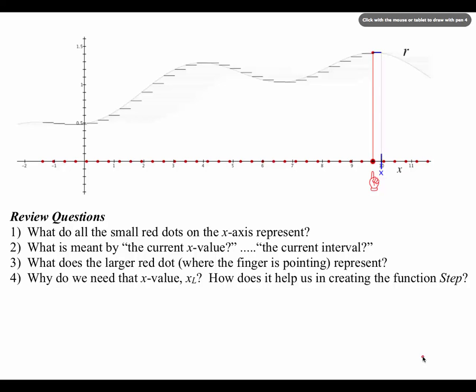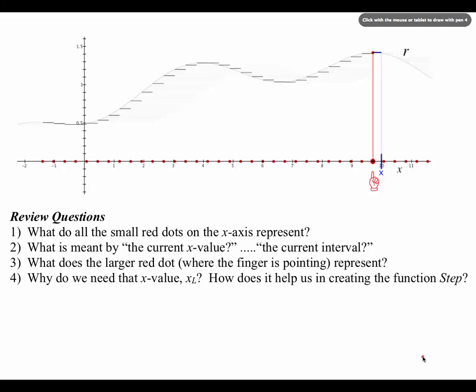Okay, so what does that larger red dot where the finger is pointing represent? Why is that significant? Start of the interval. Left-hand point of the interval. Yeah, so it's the x value at the left side or the starting side of the current interval.